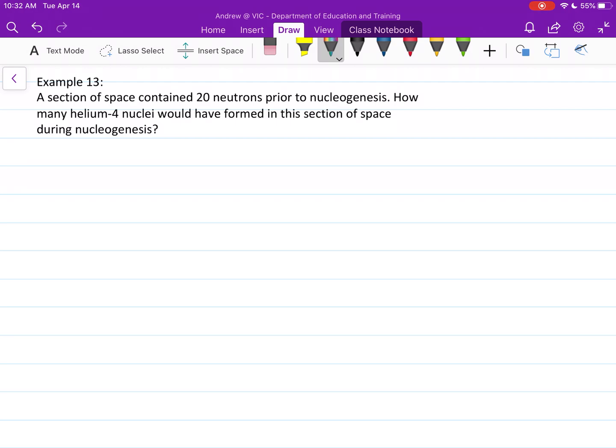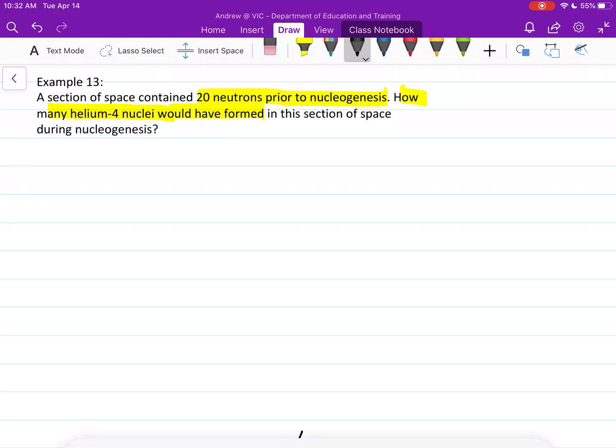So just highlighting some key information, we had 20 neutrons prior, and we're looking at how many helium-4 nuclei would have formed. Okay? So this is our important information. So we just need to recall what helium-4 is made up of.